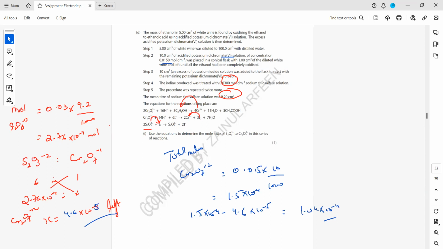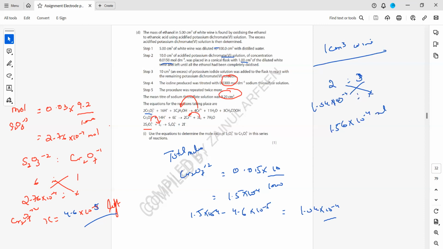Now, 10 cm³ was taken and 1 cm³ of wine was used. So how many moles are there in 1 cm³ of wine? As the ratio of dichromate to ethanol is 2:3, if we have 1.04 × 10⁻⁴ for 2, then x for 3; cross multiply. This gives the moles of ethanol, 1.56 × 10⁻⁴ mole.